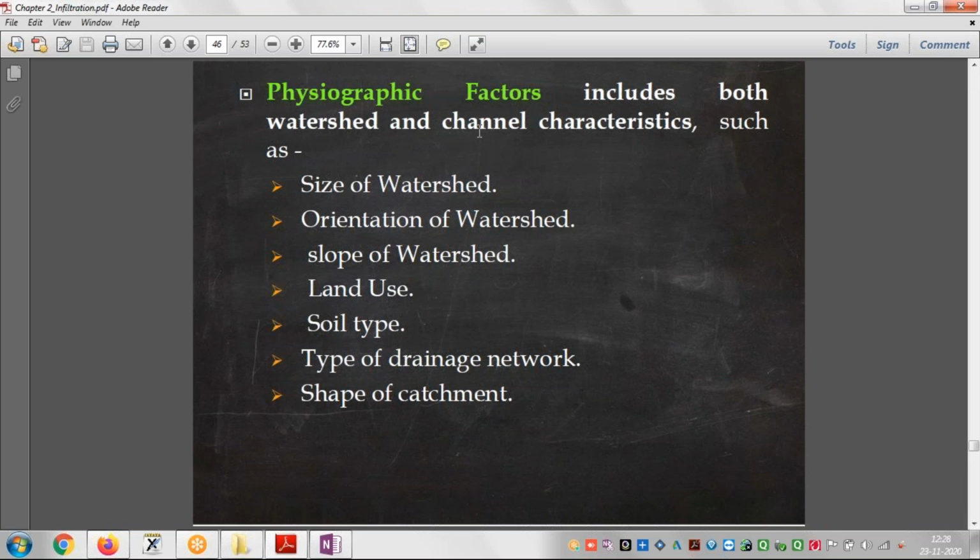Next is the physiographic factor. Physiographic factor means something related to physical characteristics. Like here, one of the characteristics is size of watershed. I have already told you in the first or second lecture what a watershed is, right? So if the size of the watershed is big, then more runoff will occur.